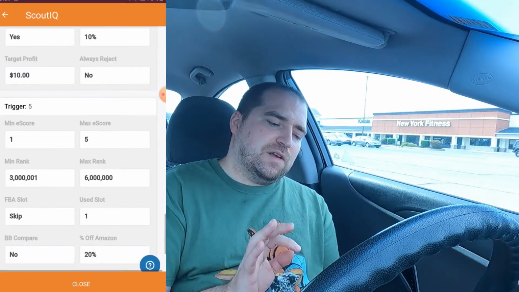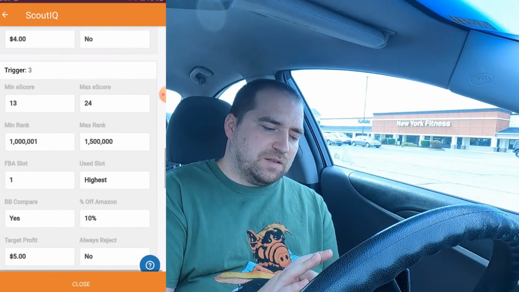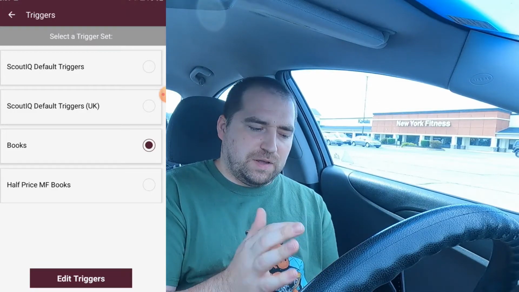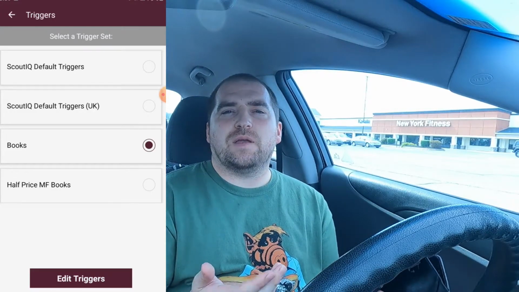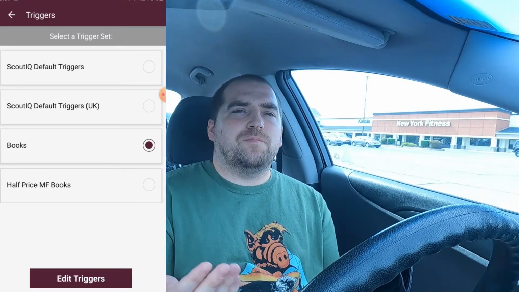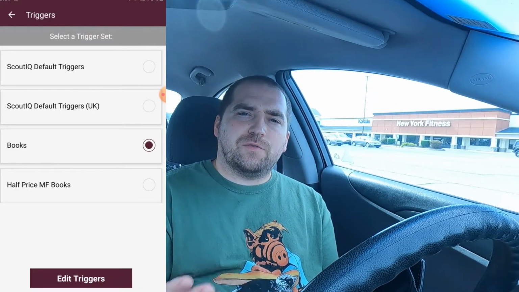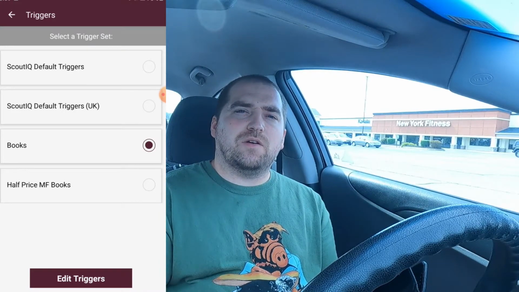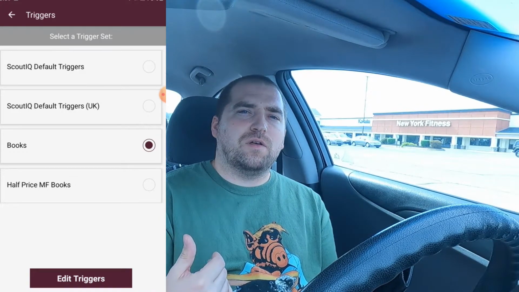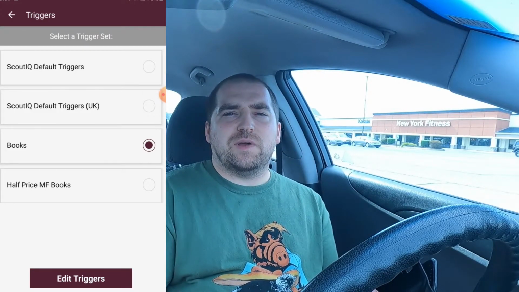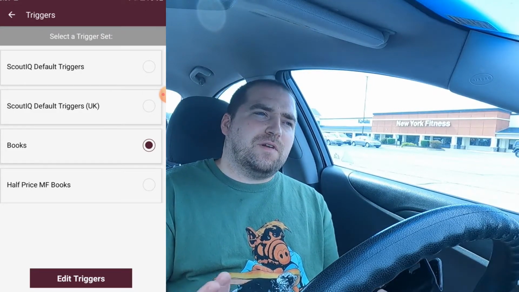That's all I have. They do differ a lot from the default triggers. The ScoutIQ default triggers, they're good. I mean, there's nothing wrong with them. I just prefer to make my own. I feel like books for me are $1 and $2. So if I'm targeting $4, I'm at least doubling my money on all my books, and that's my goal. I mean, it's not hard work sending in a book, but if I'm going to spend $2, it'd be nice to make $2.